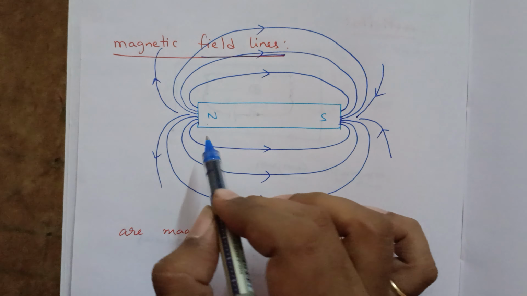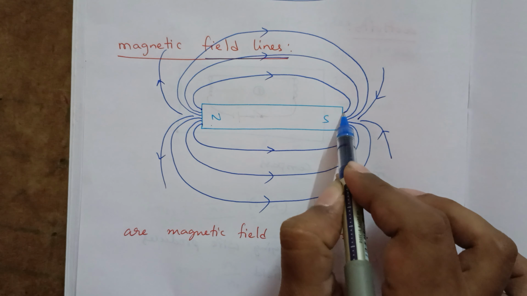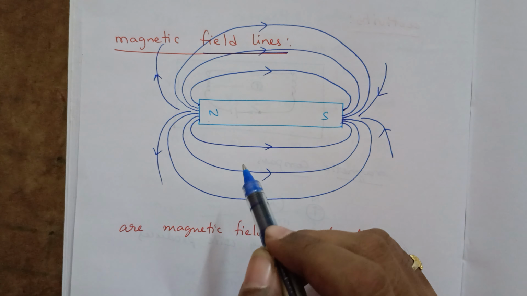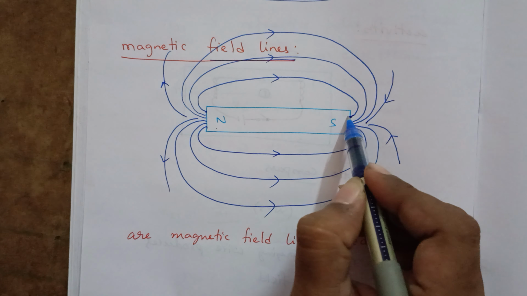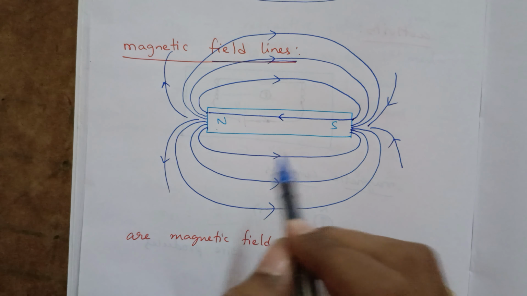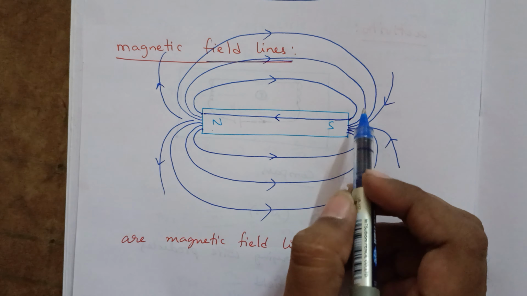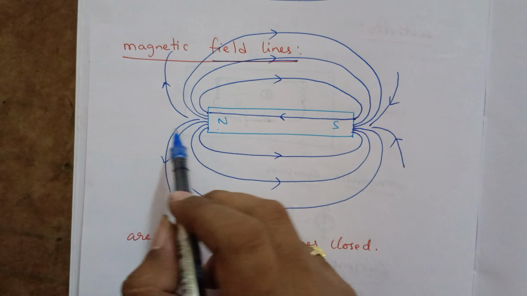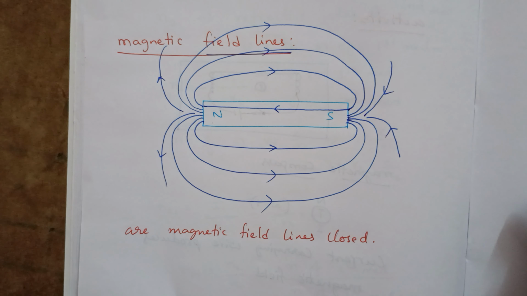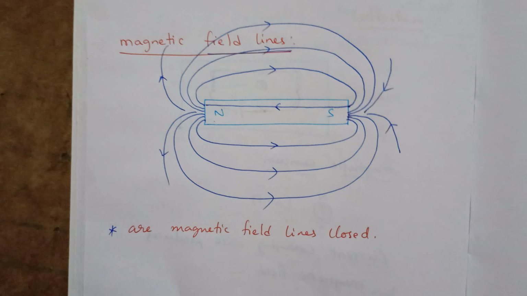But actually, magnetic field lines start from the North Pole and end at the South Pole outside the magnet. They also travel inside the magnet, from the South Pole to the North Pole. Outside, north to south; inside, south to north. This can be understood by different activities that we will discuss further. Since the question came here, I am explaining it.